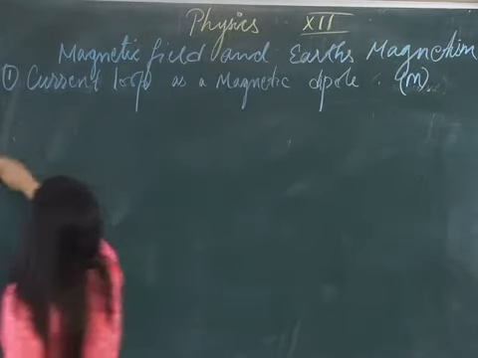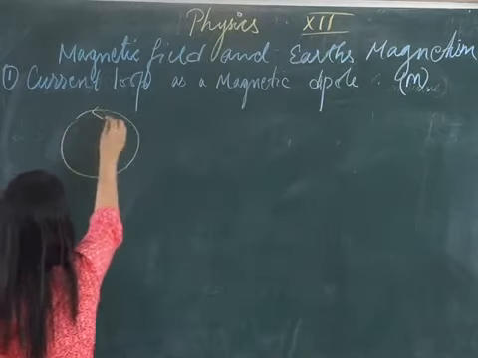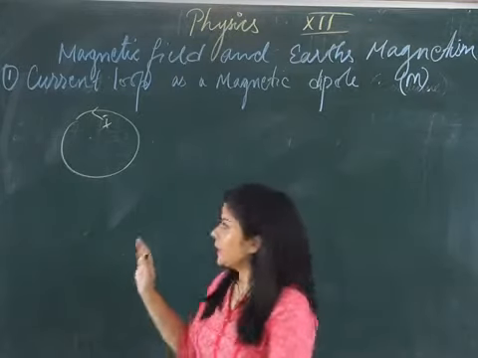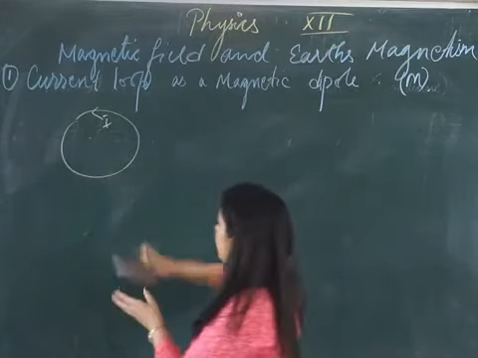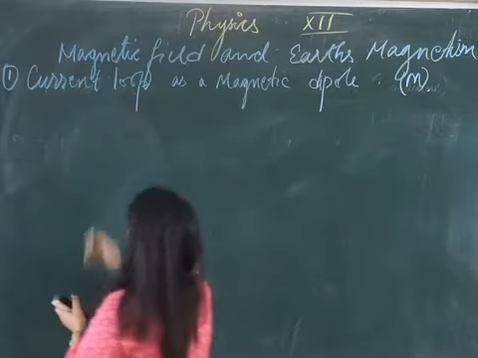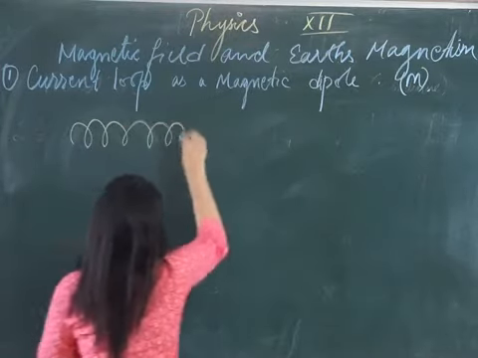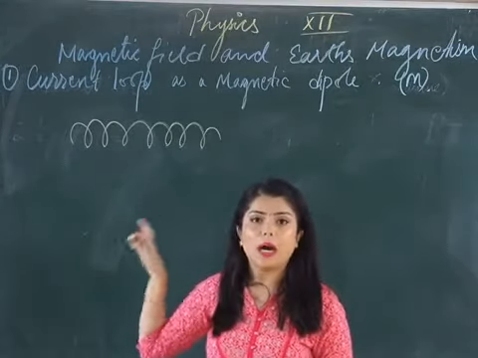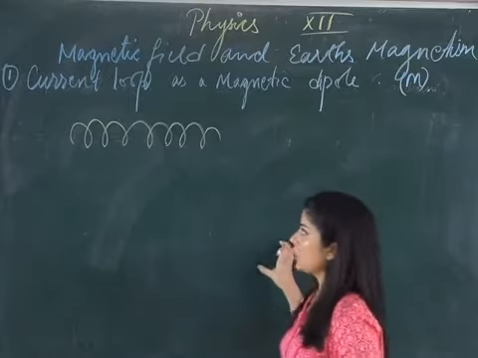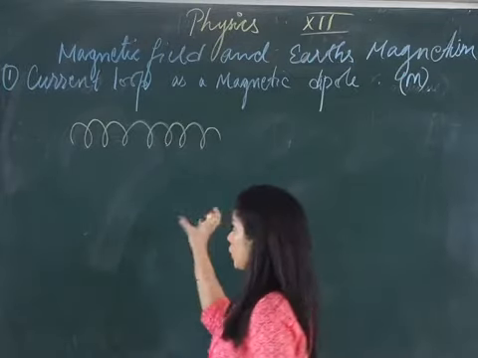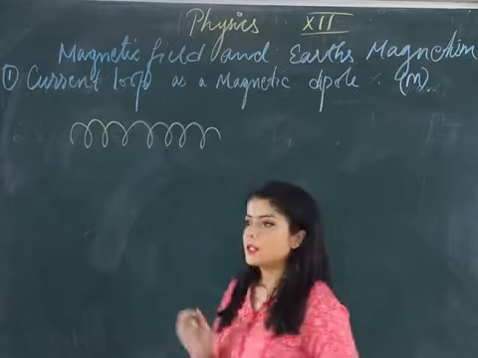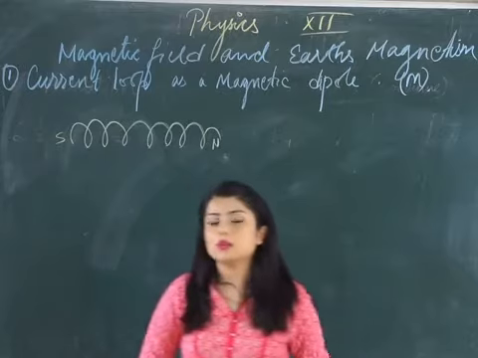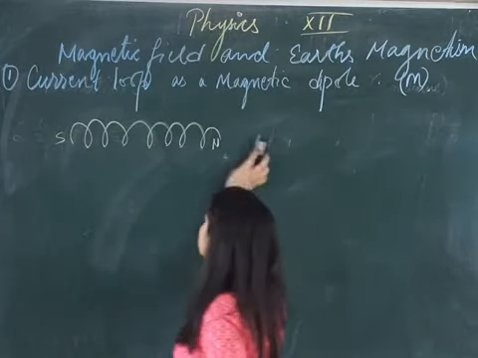Suppose if there is a current loop, current is flowing over here and the magnetic field is generated. In the case of a current loop, and when we make a solenoid, when current flows through the solenoid, this solenoid acts like a bar magnet. In this topic, we are going to prove that a solenoid acts like a bar magnet. That means one end of the solenoid will act like north and another will act like south pole.